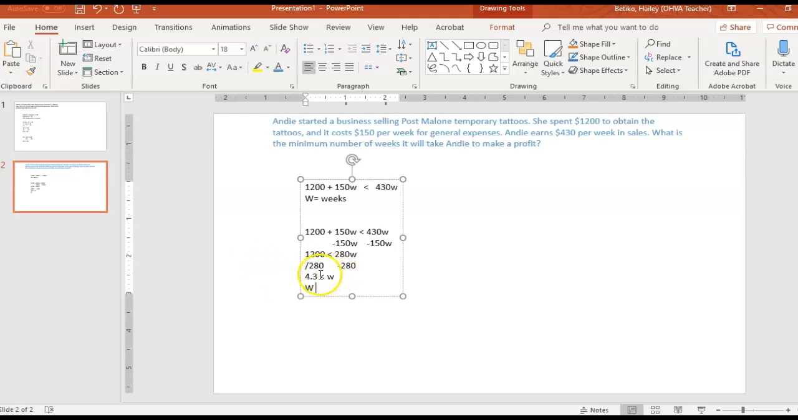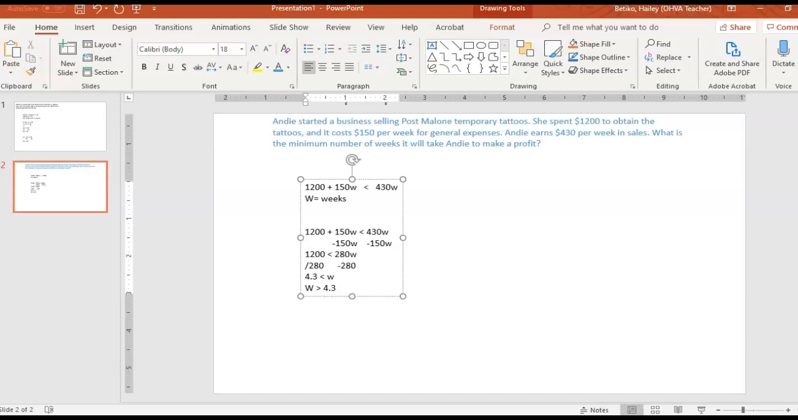Notice right here that the inequality is eating the W. So down here, I need it to eat the W as well. So now that makes sense to me. So weeks is greater than 4.3. So any number of weeks greater than 4.3 is when Andy will start earning profit.